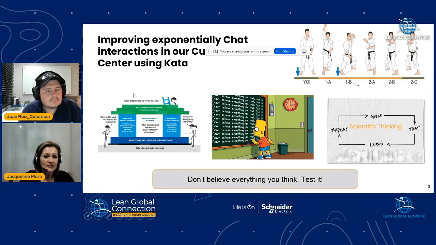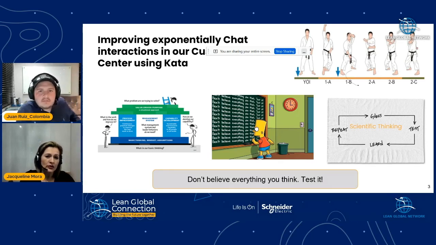When we started with Kata, we used the same lean transformation framework, and we started to define a general purpose for our process and our team. We defined the critical process improvement. We adapted a management system according to our needs and our process perimeter.